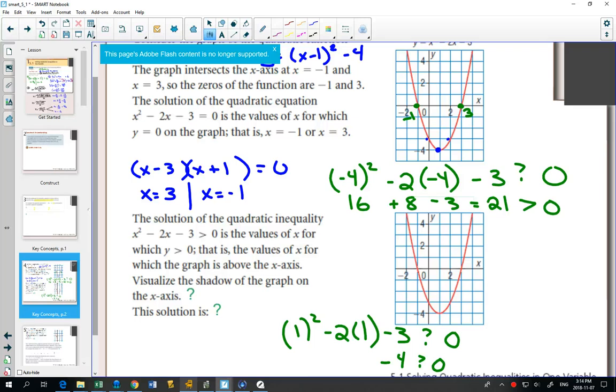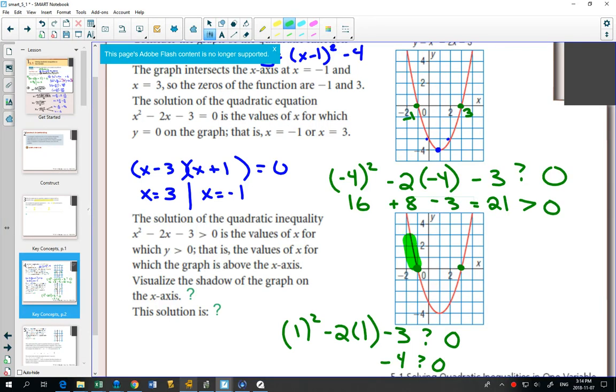3 makes it 0. That's right here. Negative 1 makes it 0. And we're looking for the places where it goes bigger than 0. And the answer is in our graph, because the answer is like the y values. Where are the y values bigger than 0?